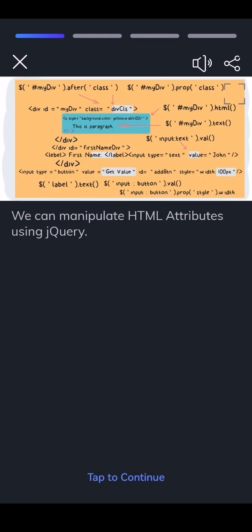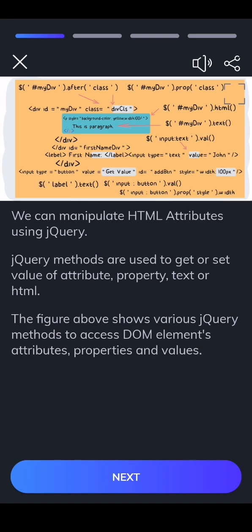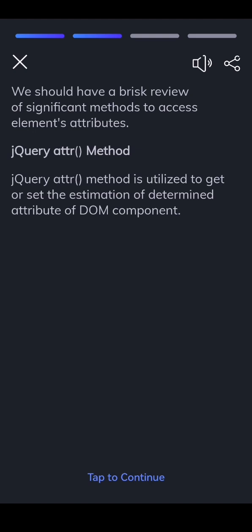We can manipulate HTML attributes using jQuery. jQuery methods are used to get or set the value of an attribute, property, text or HTML. The figure above shows various jQuery methods to access DOM element attributes, properties and values. Let's have a quick review of significant methods to access element attributes. jQuery attr method. The jQuery attr method is used to get or set the value of a specified attribute of a DOM element.